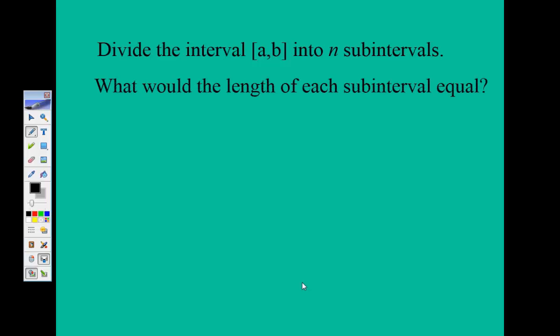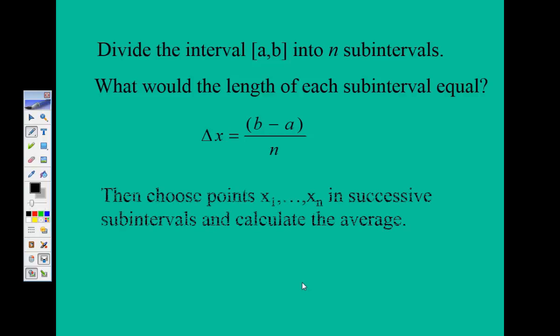What would the length of each subinterval be? We know that would be b minus a all divided by the number of intervals, n. Then we're going to choose the points x sub 1 through x sub n in successive subintervals and calculate the average.